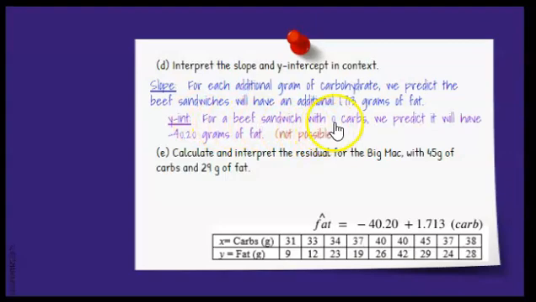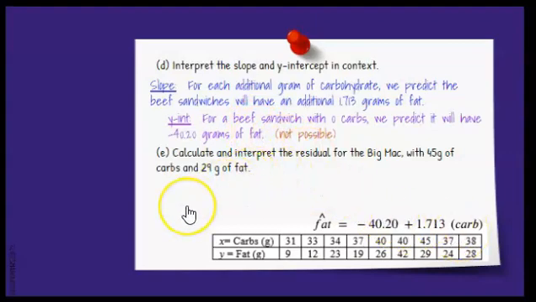So for a beef sandwich with 0 carbs, we predict it will have negative 40.2 grams of fat. Okay, that's just the equation. It's not reasonable. Sometimes these equations don't make sense. So sometimes your y-intercept is not going to be reasonable. That's what this means in terms of the equation.